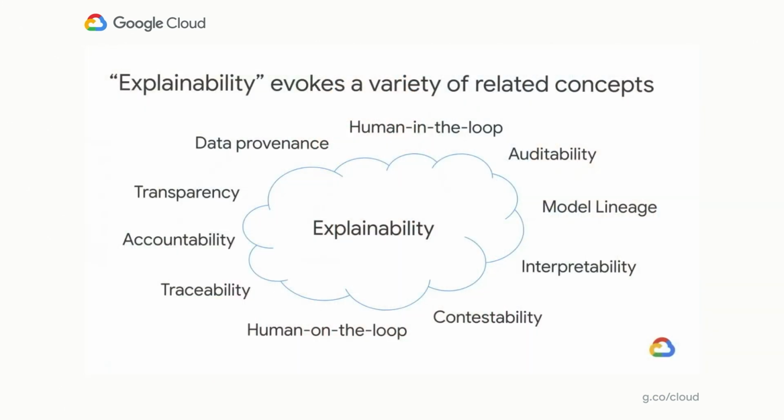Explainability is a broad concept and can invoke a variety of related concepts depending on who's looking at it. So maybe for an executive that's overseeing AI investments, they might think of explainability as transparency, accountability, or governance. In this presentation, we're going to focus specifically on model explainability, which is understanding how machine learning models make predictions and communicating the insights from that to external stakeholders and folks within an organization that are building these models.